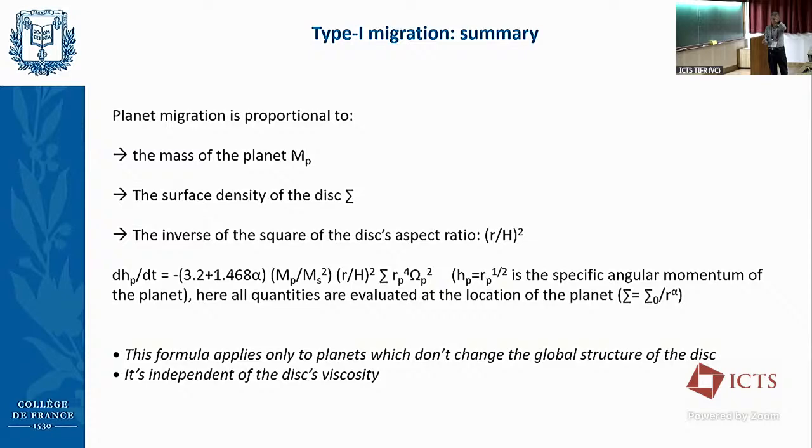The viscosity matters for the final damping of the wave, but what drives the migration is the interaction between the planet and the beginning of the wave. Gravity, of course, is proportional to 1 over the distance squared. So what matters is the wave close to the planet. So how far the wave can propagate is not really important. It's a second order effect on the migration formula.